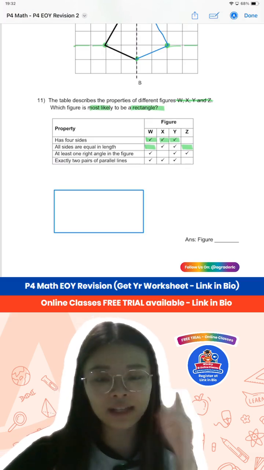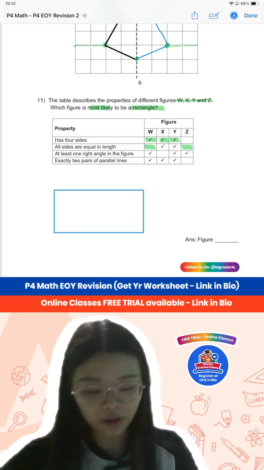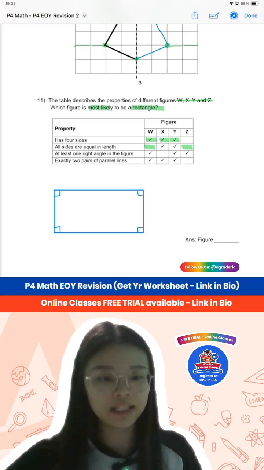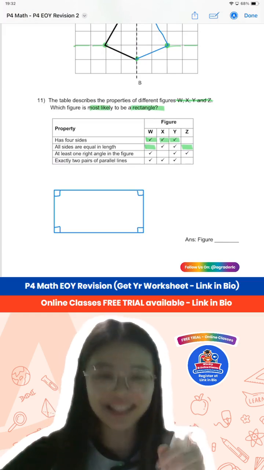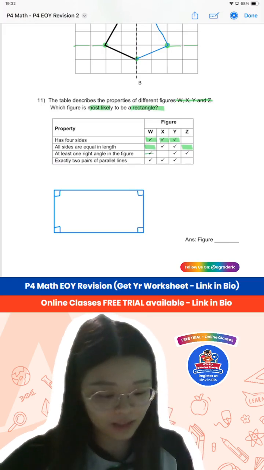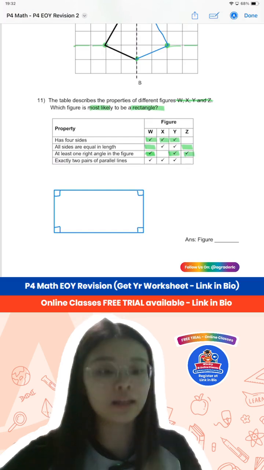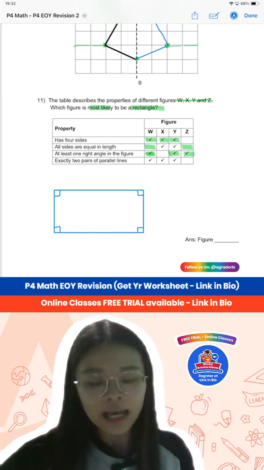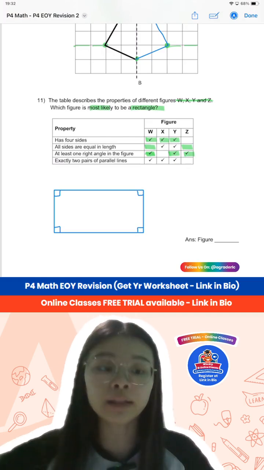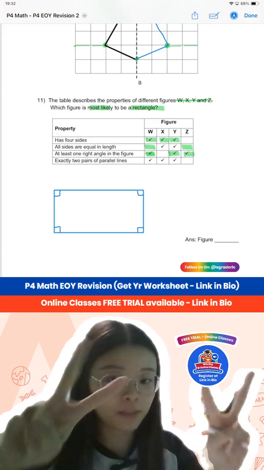Felix says there are 4. See? 1, 2, 3, 4. So is it at least one? The answer is yes, there is at least one. So you have to read the English properly, at least one. So we highlight all the ones that say tick. Then we are at our last one. Exactly 2 pairs of parallel lines. Is it true? Do rectangles have 2 pairs of parallel lines?